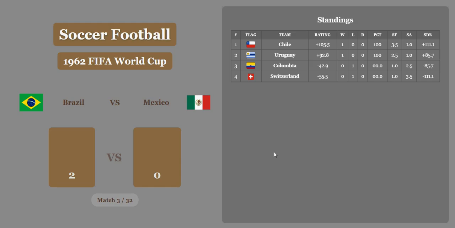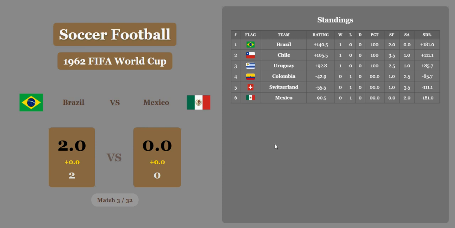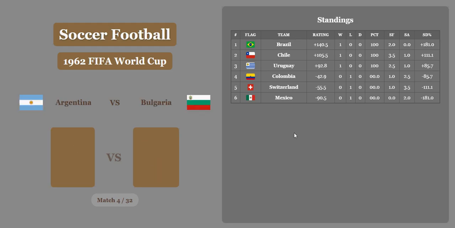Brazil versus Mexico, 2-0. And there's no economic difference, or an insignificant one at least. Nothing that can be measured by this algorithm. So Brazil takes first place with a rating of 140.5 after the first game. And the rating is a mix of winning percentage and scoring difference percentage.